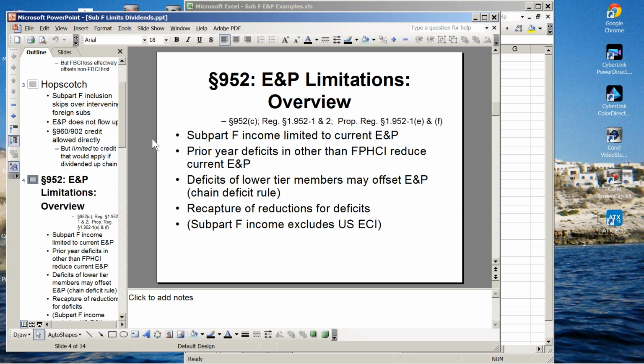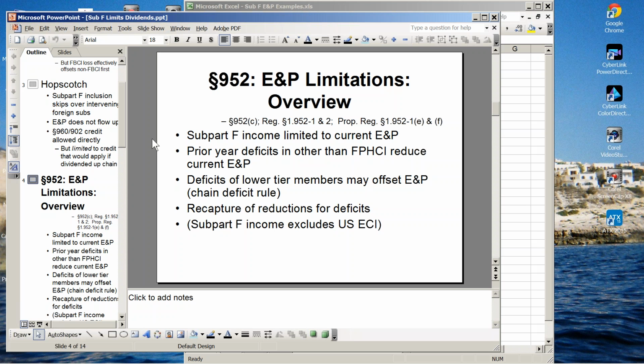Subpart F income means those items earned by the CFC during the current year that fall into one of the Subpart F categories, like foreign personal holding company income or foreign-based company sales income. The Subpart F inclusion means the amount the U.S. shareholder must include in his, her, or its income.